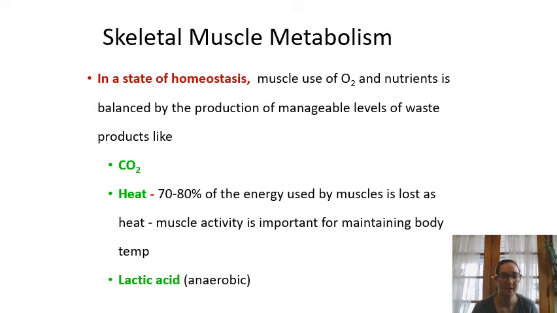Okay, so in the state of homeostasis, muscle use of oxygen and nutrients is balanced by the production of manageable levels of waste products. These are the waste products that you're creating. CO2, which you breathe off, right? That CO2 that's created in your muscle cells gets pushed out into your bloodstream. Your blood is then going to carry it up to your lungs, and then your lungs are just going to exhale it off.